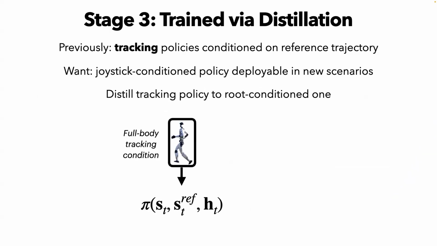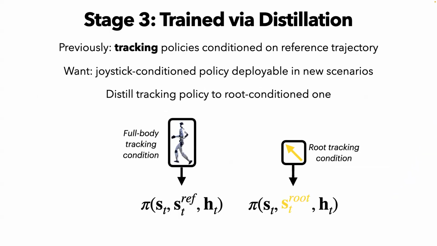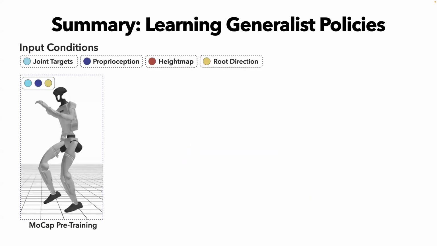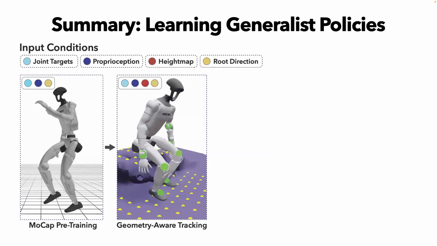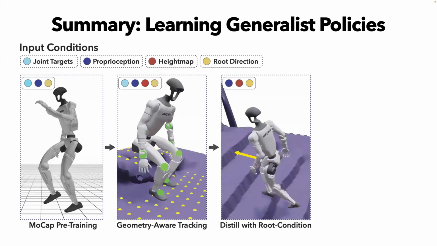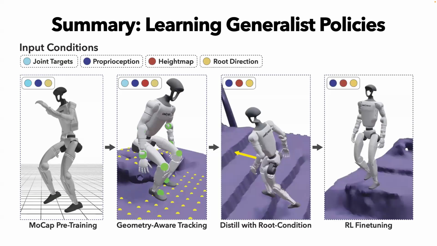This is trained by distillation right now, supervised training with DAgger. You basically do the stages, and a previous stage guides this one. So in summary, these are all the steps of learning the policy: you do pre-training, and then you do the tracking with the geometry, root, proprioception, and the joint targets. You remove the joint targets. We actually do a final round of RL, which helps.